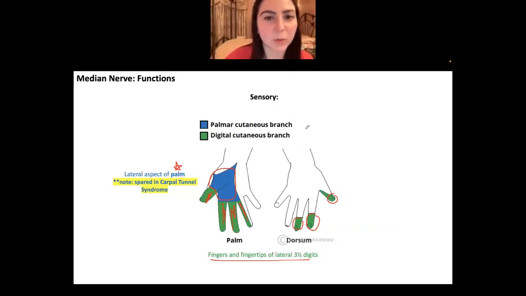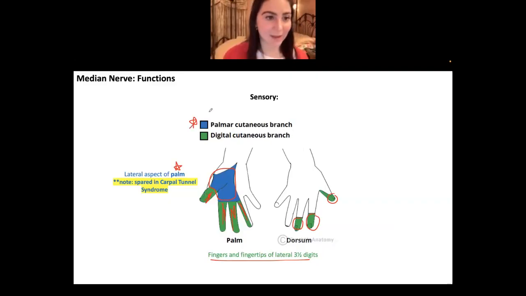Okay. And these are the two branches. The thing I wanted to point out here is in carpal tunnel syndrome. You can get median nerve injuries in ways that aren't carpal tunnel. I think when people think median nerve injury, they immediately think of carpal tunnel, which is correct. But there's a lot of other ways you can get median nerve injury.